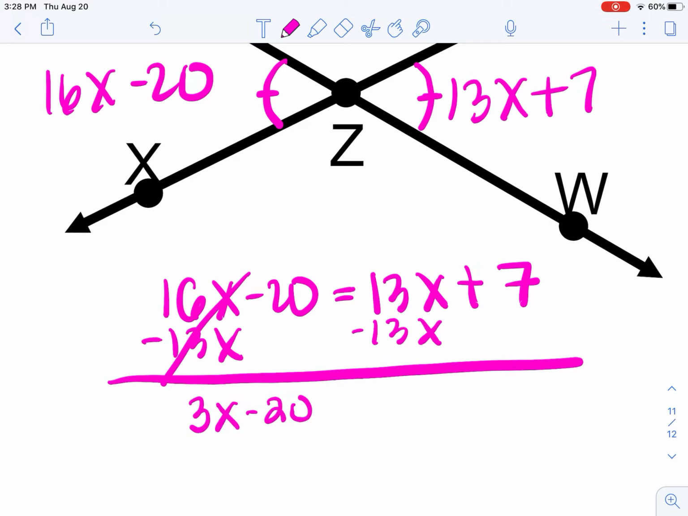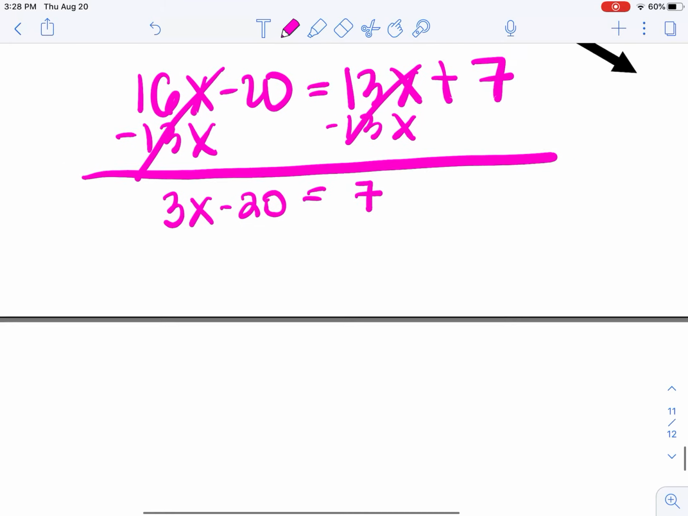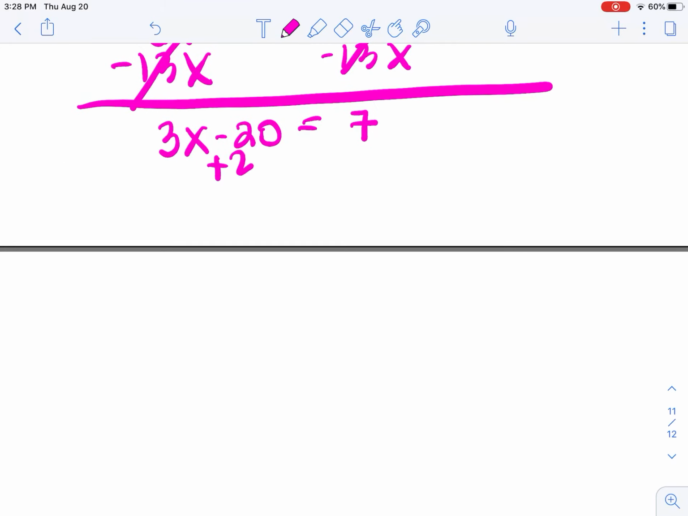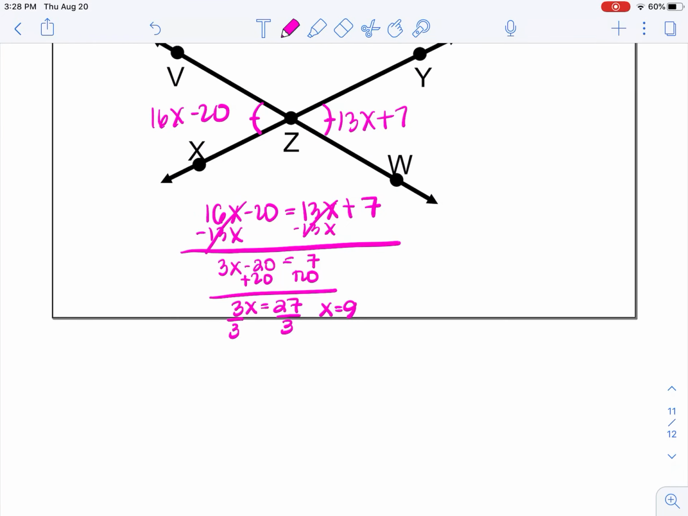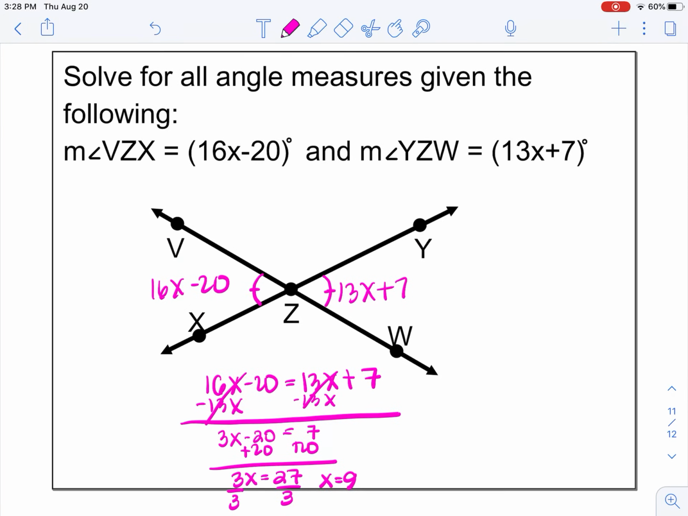3x minus 20 is equal to 7. Add 20 to both sides. 3x is equal to 27. And then divide both sides by 3. X equals 9. Okay, did I ask you for x? Nope. I said find all the angle measures.